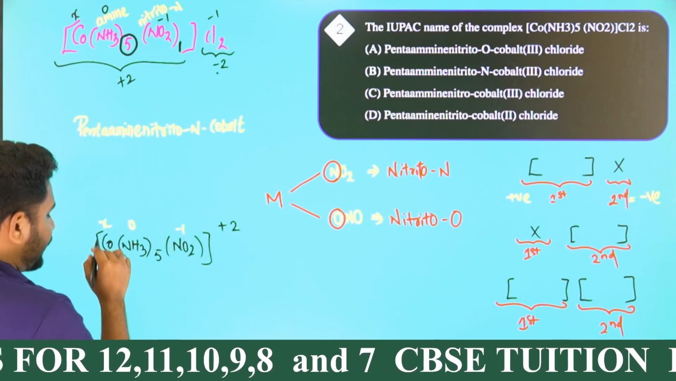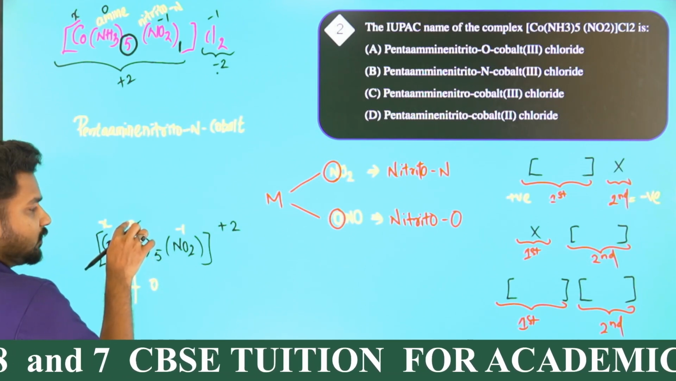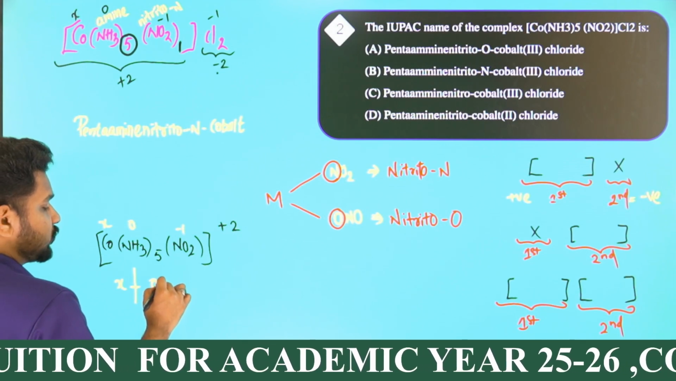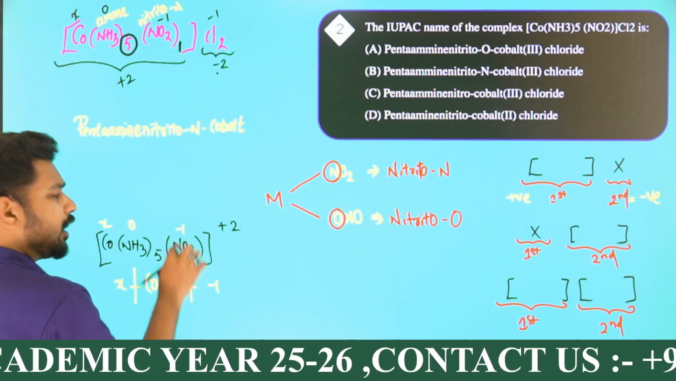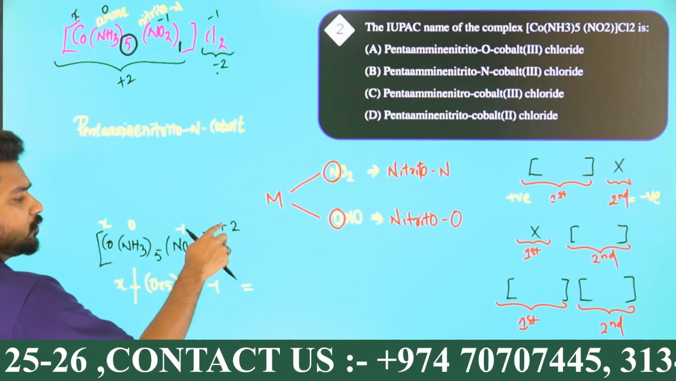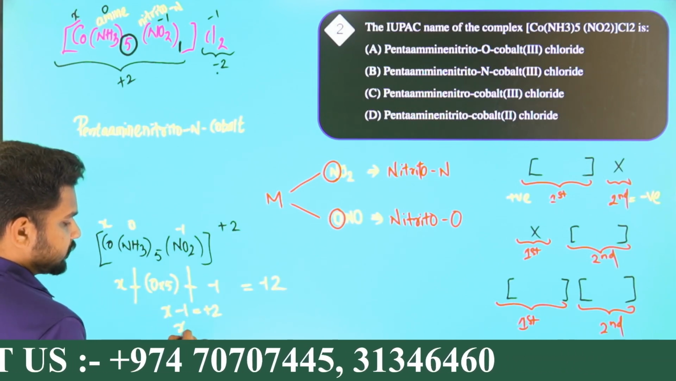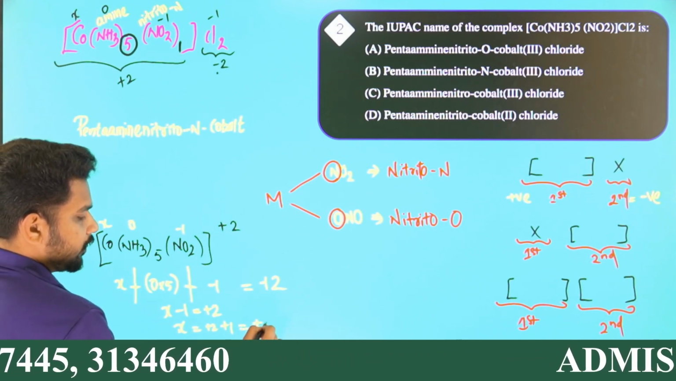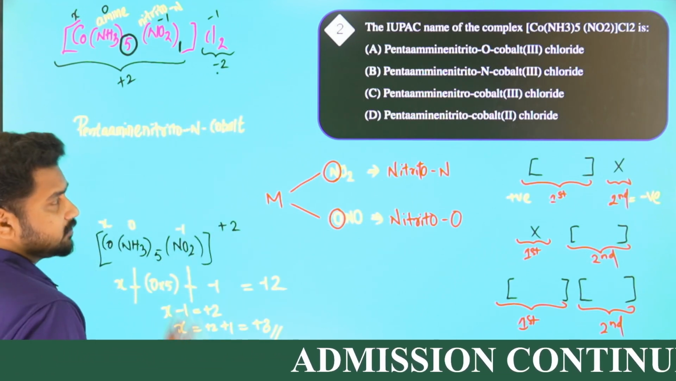Now you can easily find it: X plus 0, because the charge of NH3 is 0. How many NH3 are there? 5 NH3, so 0 into 5. Plus the charge of NO2, which is -1. How many NO2 are there? Only one. So it should be equal to +2. So x minus 1 is equal to +2, so x is equal to +3. So the oxidation state of cobalt is +3. We got it, +3.